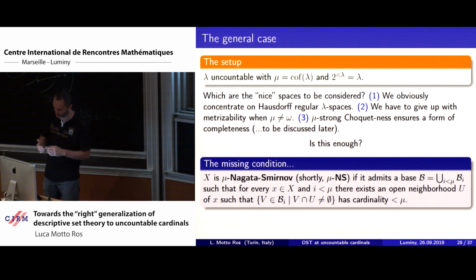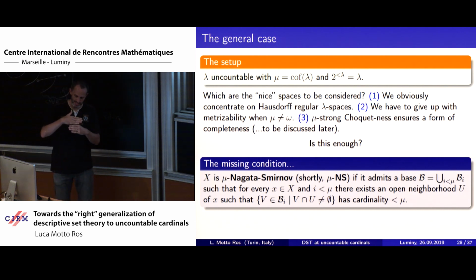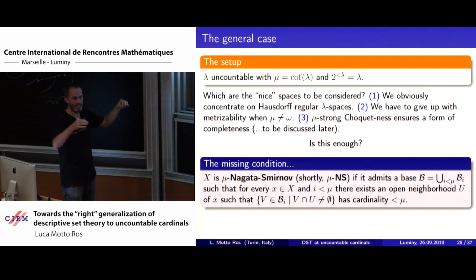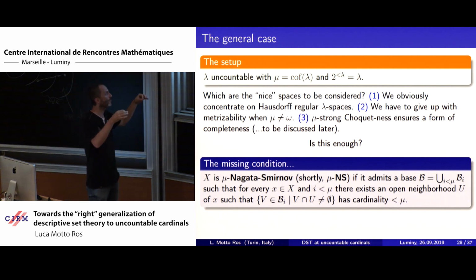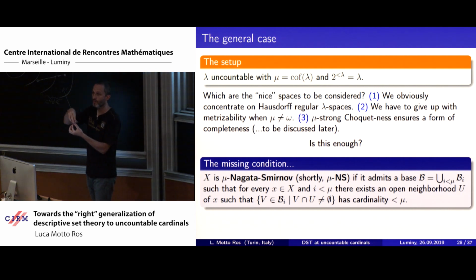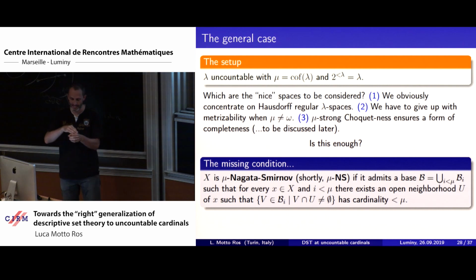So mu Nagata-Smirnov means that you have a base, but the base can be stratified in mu many levels, so cofinality of lambda many levels. And now, if you look at a single level, it must have this property: if you take a point x and fix the level i, then there is at least one neighbor of x in the topology, such that in that level, only fewer than mu many open sets intersect this neighbor, okay? So for every point, there is a neighbor, and this neighbor touches only few sets in its own level. And of course, if you change the level, you will have to change the neighbor and whatsoever, okay?